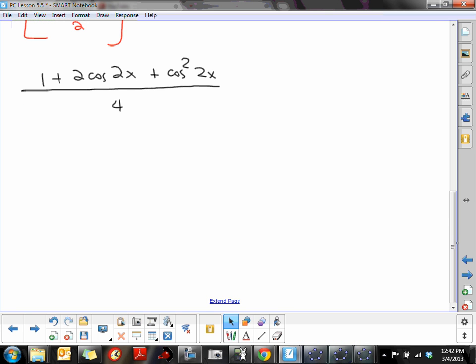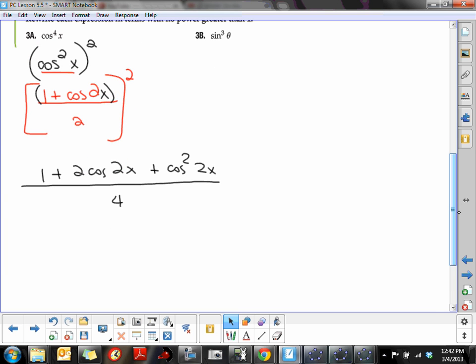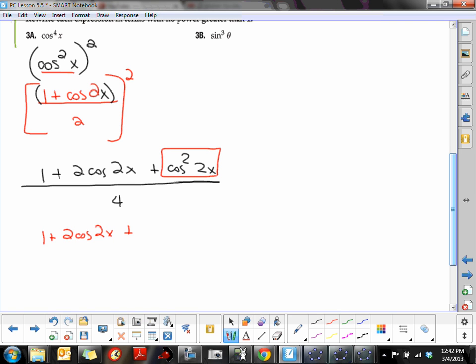Now we were asked to write this so that we didn't have any powers greater than 1. I still have a cosine squared in there, so again we're going to utilize our power reducing identity. So it's 1 plus 2 cosine of 2x, then plus, we replace the cosine squared of 2x with 1 plus the cosine of... Now this is 2x, and it always says take double your angle. The first time I did it, the angle was just x, but this time the angle is 2x. We're always supposed to double that angle, so it'll be 4x. So I've made that replacement for our cosine squared of 2x, and it's 1 plus cosine of 4x all over 2. And then we've got the fraction bar of our original fraction, which was a 4.